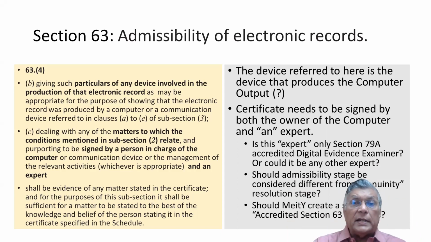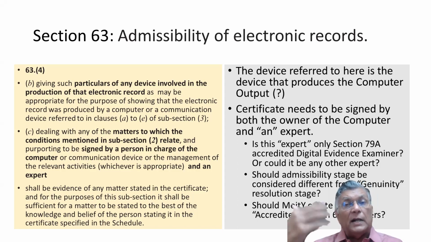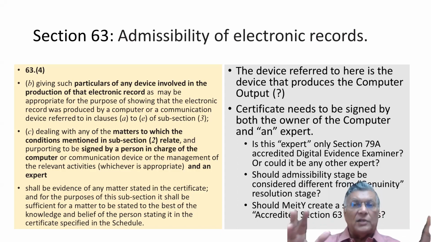Now, defendant can challenge it only after admissibility at the genuinity stage. So this involvement of this expert from the forensic lab can come at the time when genuinity of the document is in question, or when there are two section 63 certificates for the same electronic record which do not agree with each other.